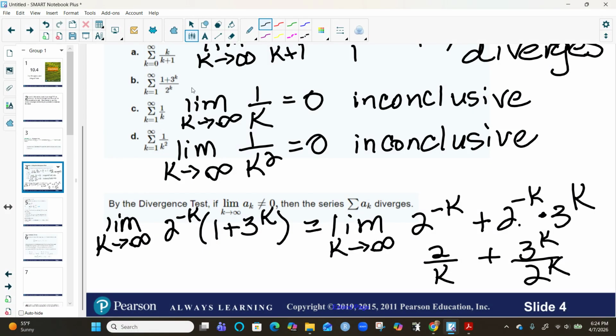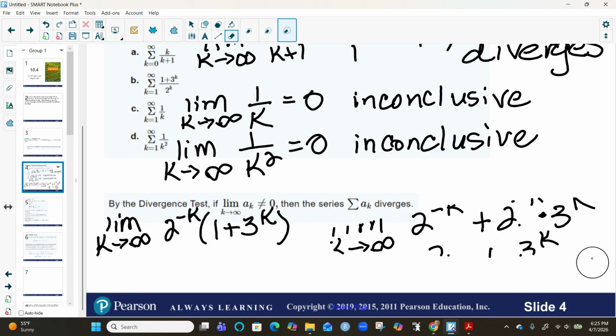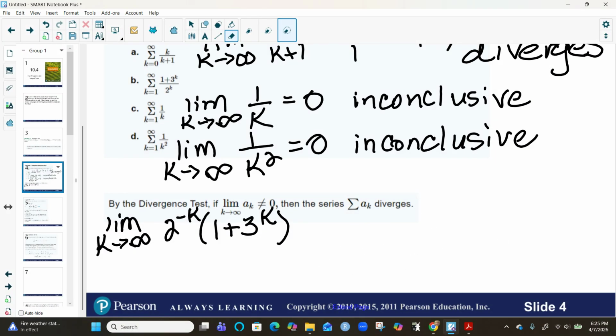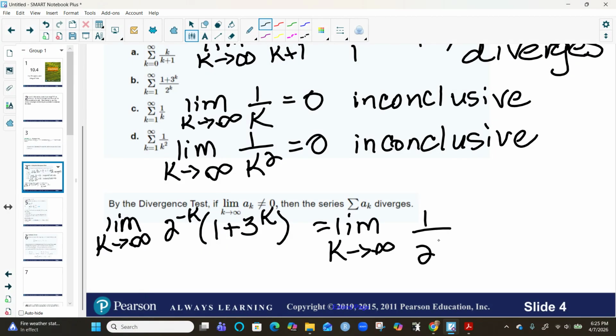Which makes sense. I mean, you could have done this a different way, and I will do it a different way. You could have just split this fraction up. The way I did it might have been a little awkward. So 1 over 2 to the k plus 3 to the k, whoops, it's an exponent, over 2 to the k.